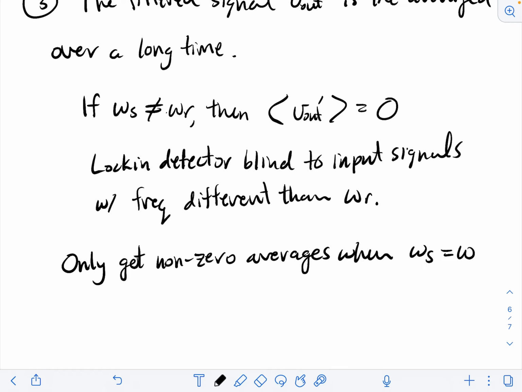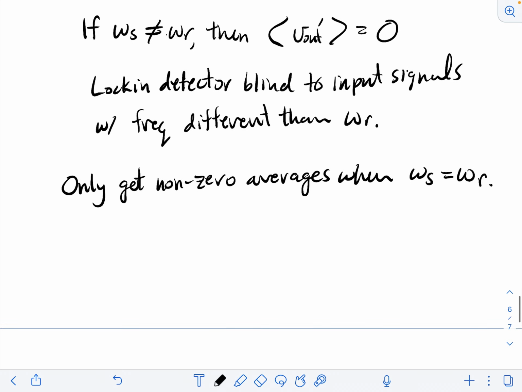Okay, so in that case, my notation that I'm going to use is we have V out was the product of the signals, V out prime was the product of the signals after the low pass filter. Inside these angle brackets means that that's a time average. And now I'm going to say, if we look at only the case where omega s is equal to omega r, what is that average going to be?